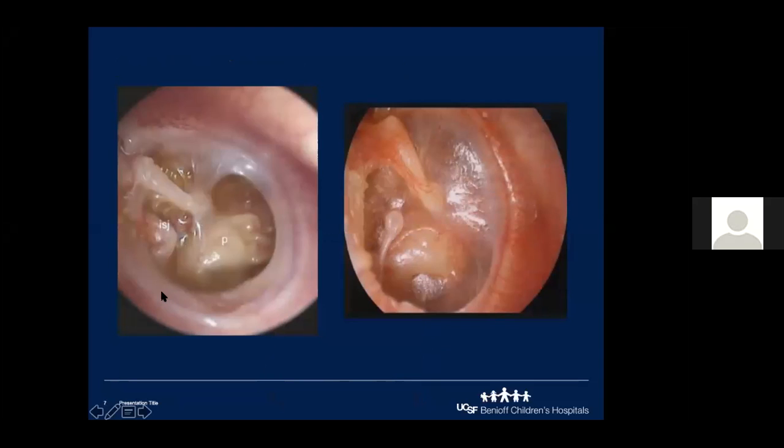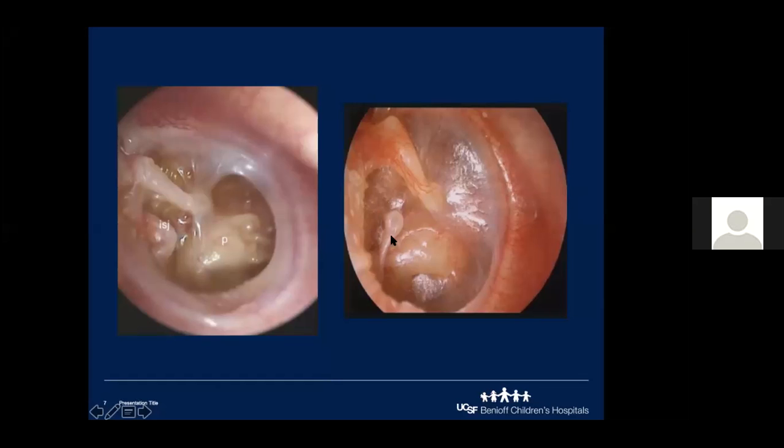Here's a couple more photos. On the left-hand side, we have a completely adhesive atelectatic eardrum. You can see the promontory, as well as the malleus. Sometimes the malleus gets over-rotated with this process. And you can actually see the incudostapedial joint here. Can you guys see my mouse? Yes. Okay, great.